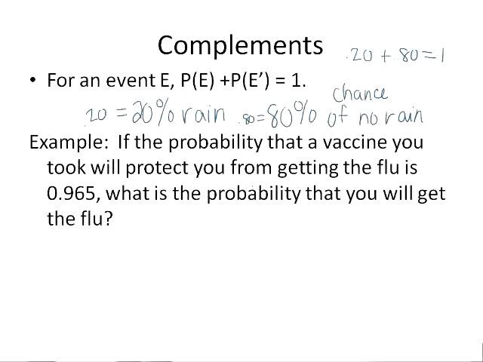So the event E is that it's going to rain. The complement of that is that it won't rain. So those two probabilities added together have to equal 1. Let's look at the example.